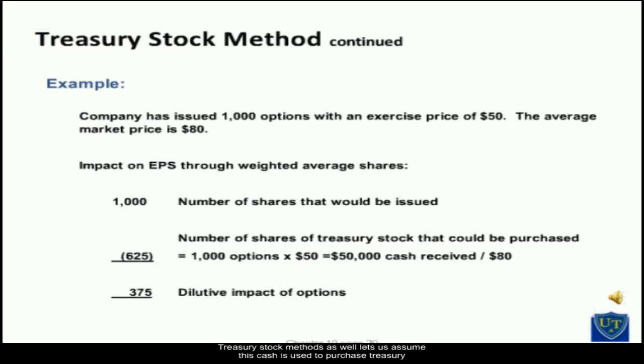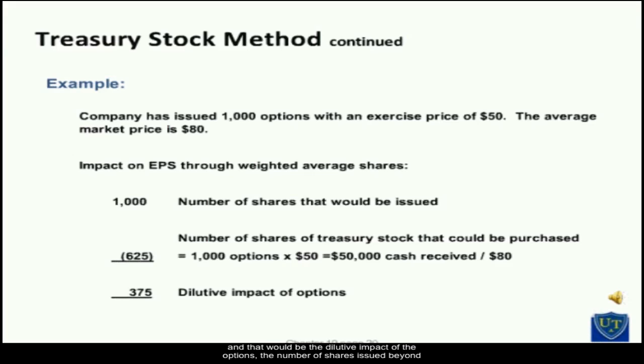Treasury stock method says, well, let's assume this cash is used to purchase treasury stock, and if we assume that purchase is at an average price of $80 per share, the company would be able to repurchase 625 shares of their common stock. The difference between the shares that they repurchase and what they issue is 375 shares, and that would be the dilutive impact of the options.